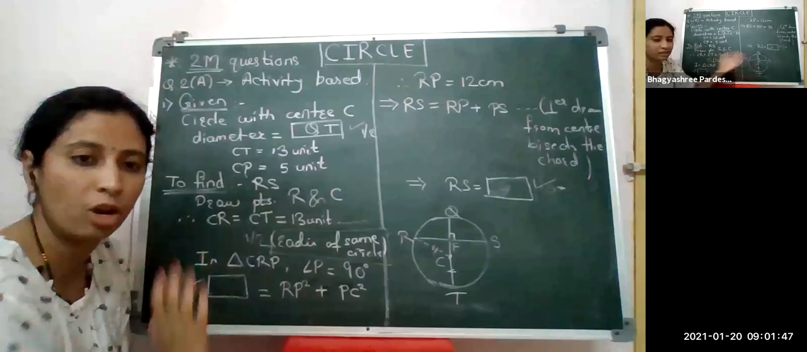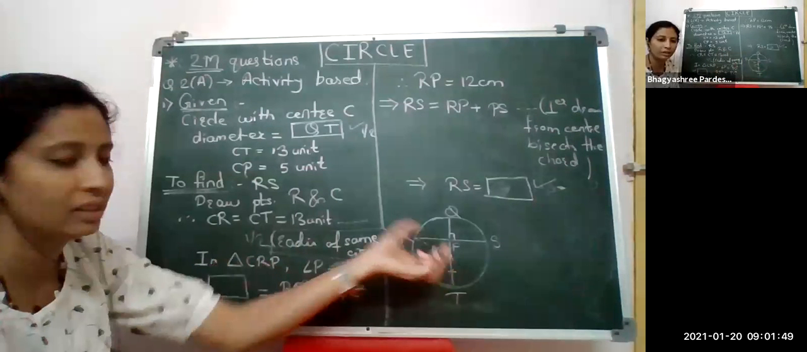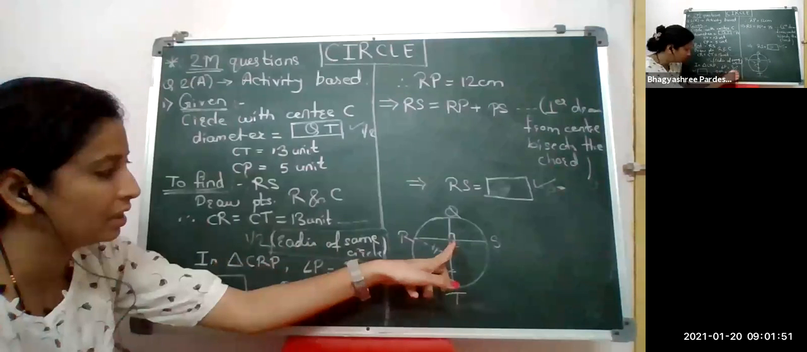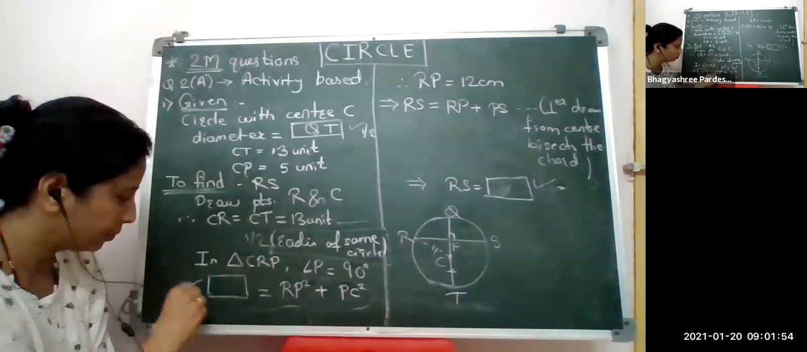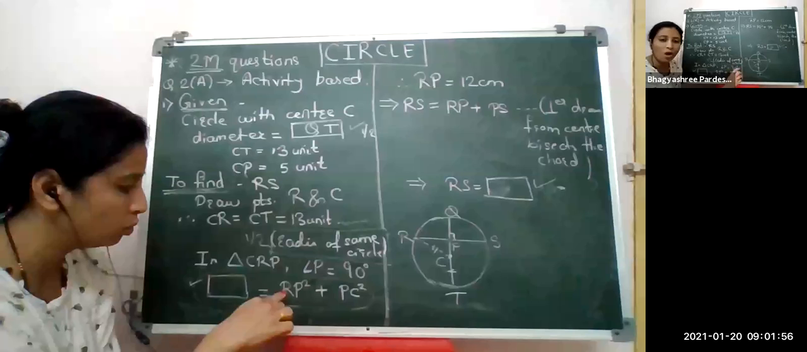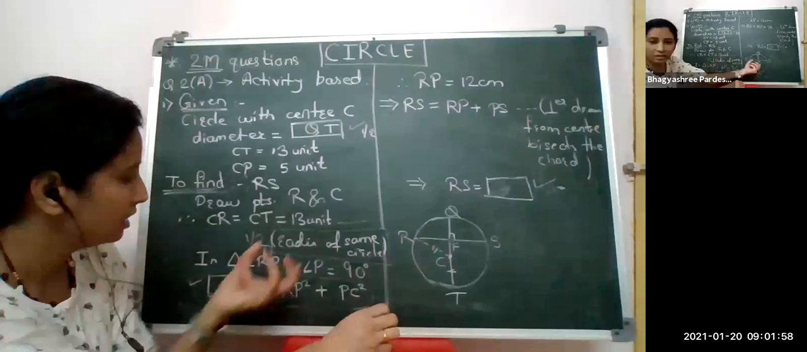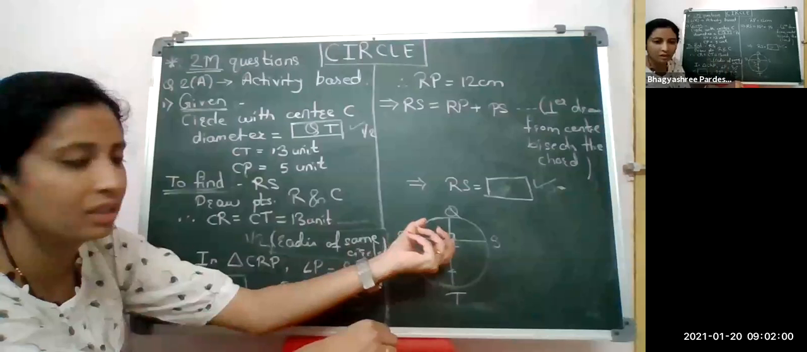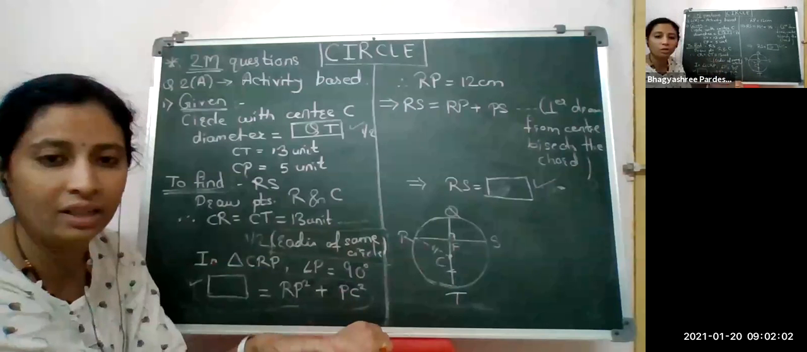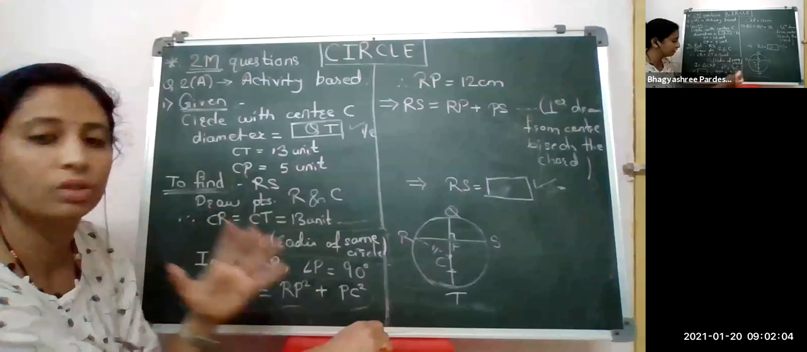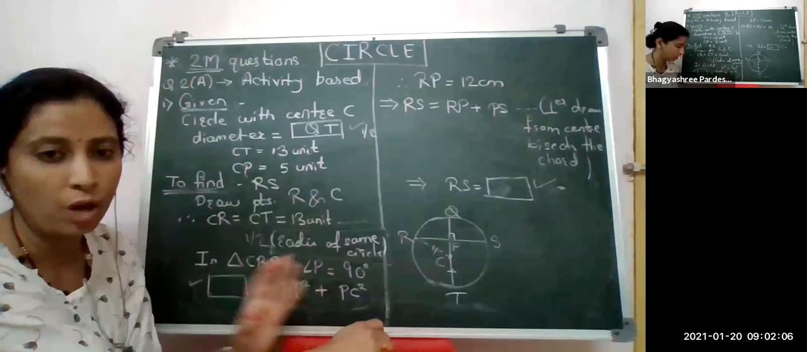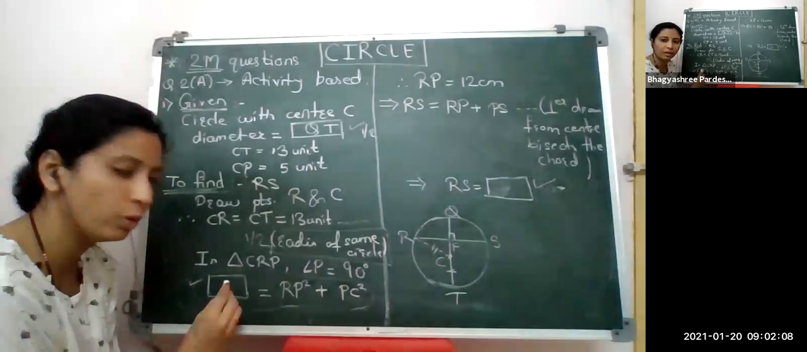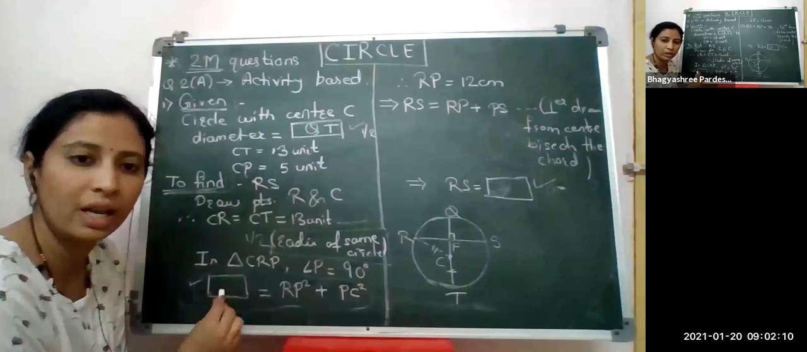Now next, we consider the triangle CRP. In that CRP, some relation has been taken here. This is equal to RP square plus PC square. Obviously, since in the triangle P is 90 degrees, we use the Pythagoras theorem here. So according to the Pythagoras theorem, one side we have written. So what will come here? Can anyone answer this one?